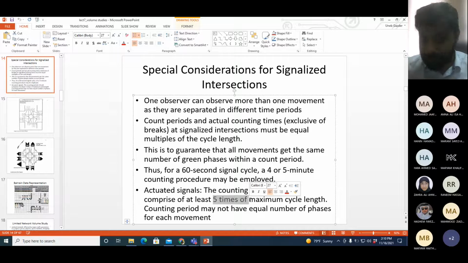And then what will happen to the explanation which I gave you, the argument which I gave you earlier? Okay, I'm just taking the maximum cycle length. During my counting period, the actual cycle length may be less than that. Okay, so what will happen in that case? Some movements will have more green than the other movements. But this is less of a problem for actuated signals, because in actuated signals, the sensors are dominating, or they are influencing the timing of the signal. So movements which have more volume will receive more green time than other movements.